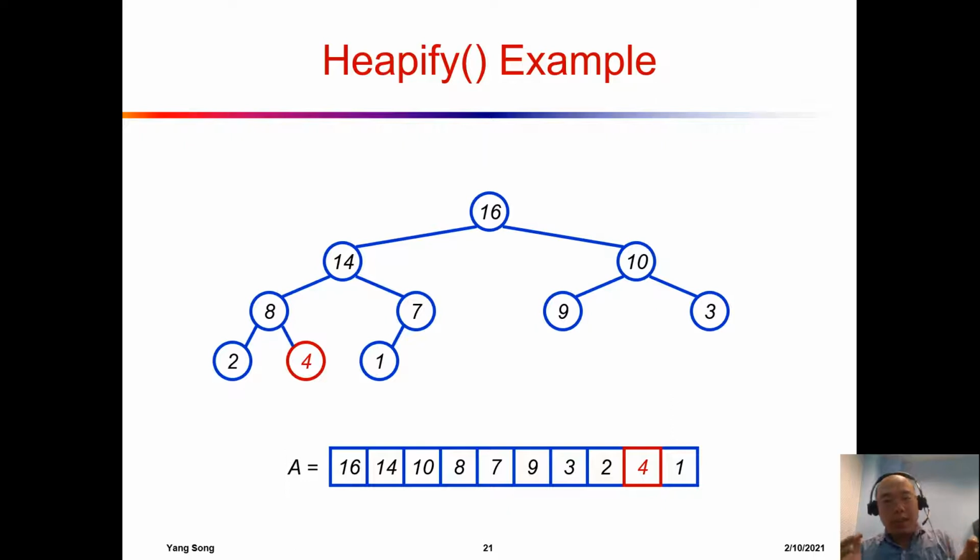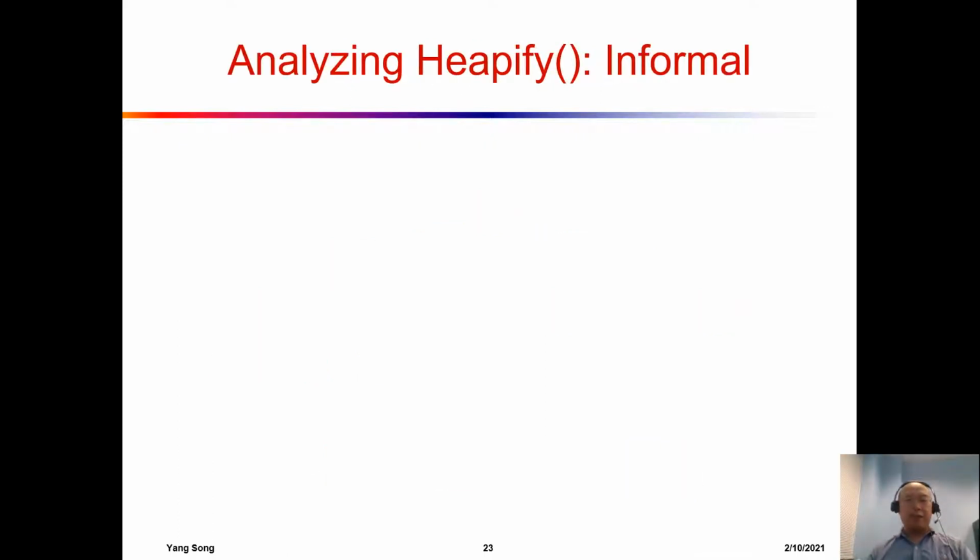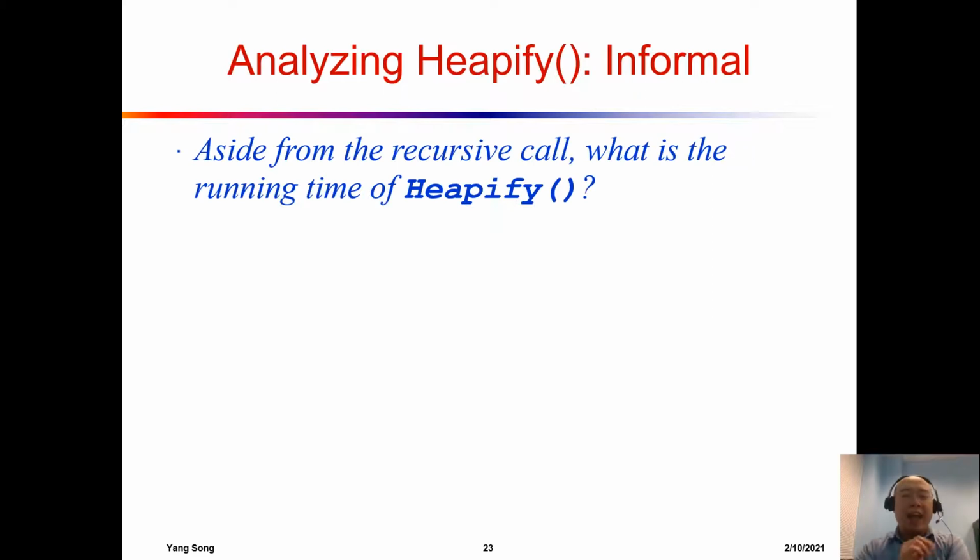So you see, in this example, even after one swap, it's not guaranteed that the new location is really the right location for that value. So we want to do a recursive Heapify until this value is either at the right place or this value is already a leaf. Okay, so this is the Heapify, and for the Heapify, how do we analyze the time complexity?